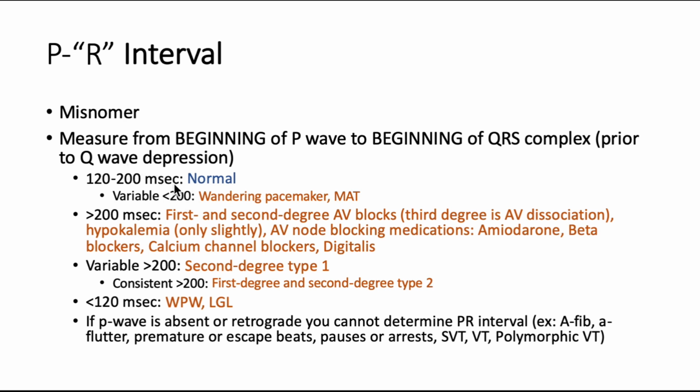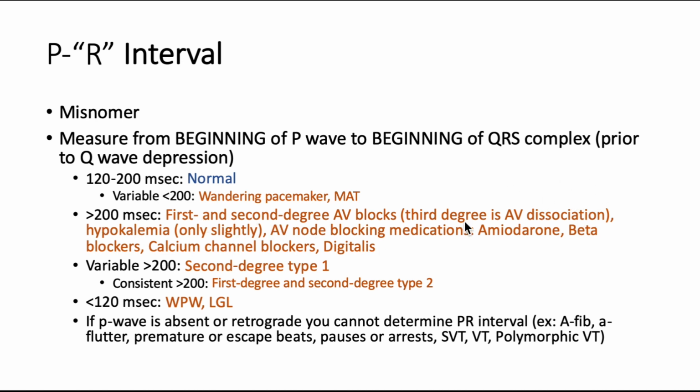If it's any shorter than that, then we're looking at shortened PR segments, such as pre-excitation syndromes like WPW or LGL, where the P wave may be present before the QRS complex, but the ventricle is actually excited before the P wave fully delivers its message down through the AV junction. Now, if it's longer, then you're looking at things like blocks. A prolonged PR interval is a hallmark of first and second degree AV blocks. Third degree AV block technically has a long PR interval, but it's actually considered AV dissociation instead.